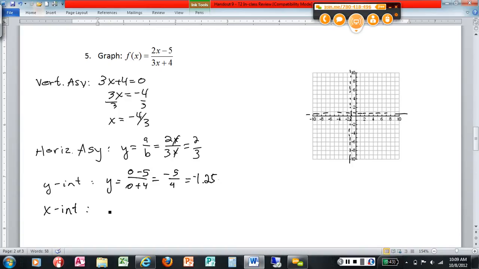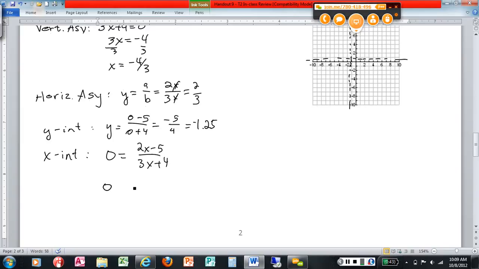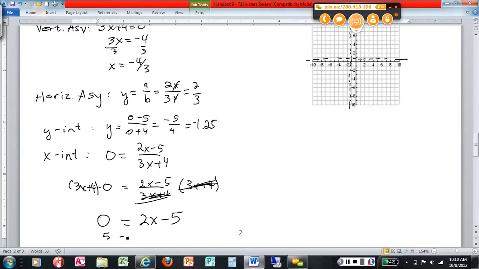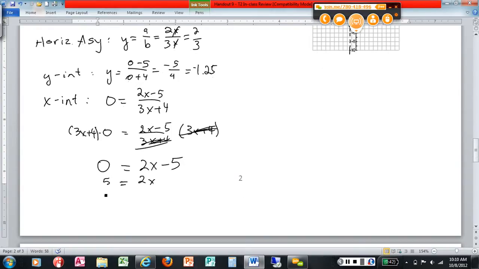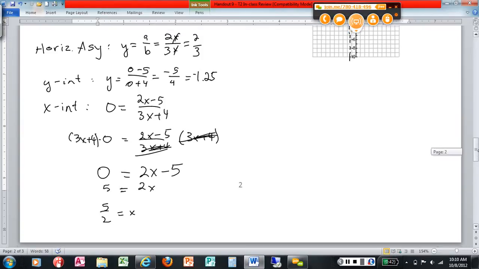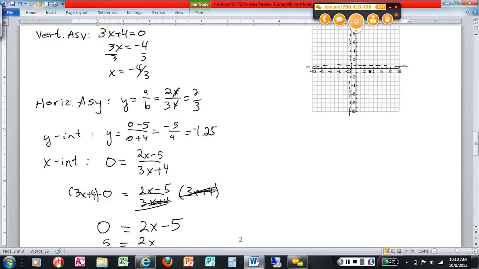The x-intercept, same thing. You set y to be 0, which is f of x to be 0. Which sets up this equation, which looks pretty complicated, but if you multiply both sides by 3x plus 4, the 3x plus 4's cancel out. And 0 times anything is 0, so this side's 0 still, and this side 3x plus 4 is canceled, so we just have 2x minus 5, which if you add 5 and then divide by 2, we get 5/2 is the x-intercept. So 2.5 is the x-intercept, and negative 1 1/4 is the y-intercept. Right about there.